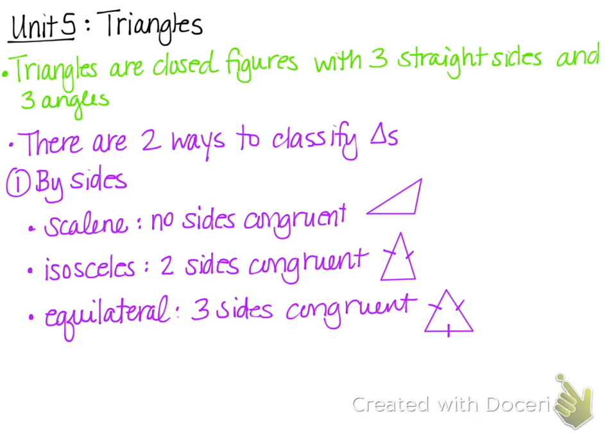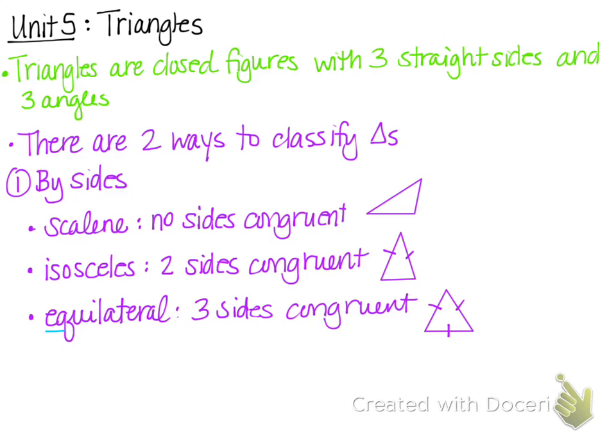So, we have two ways that we like to classify triangles. The first way is by sides, and you should already know some information about this. We have scalene, which means that no sides are congruent. So all three of these sides on this triangle are all different lengths. The next one is isosceles, which has two sides congruent. Don't forget we use these little tick marks right here to show that we have segments that are congruent.